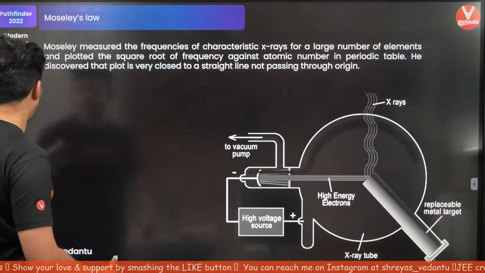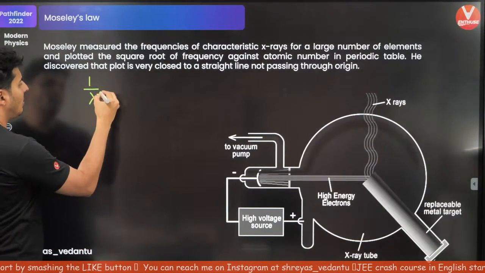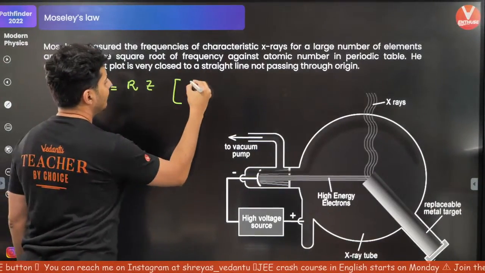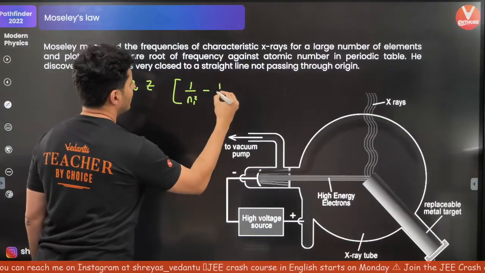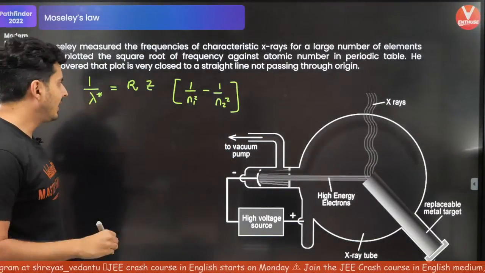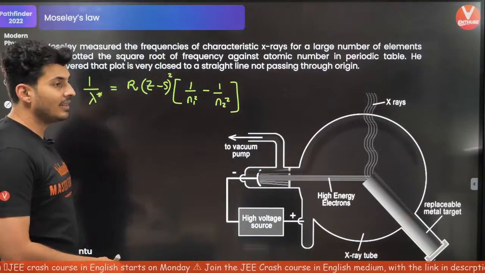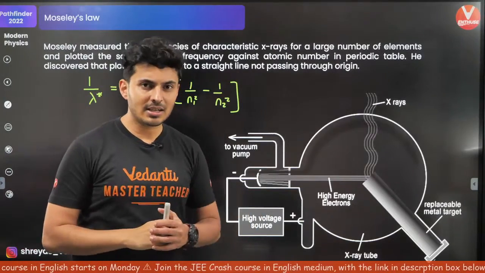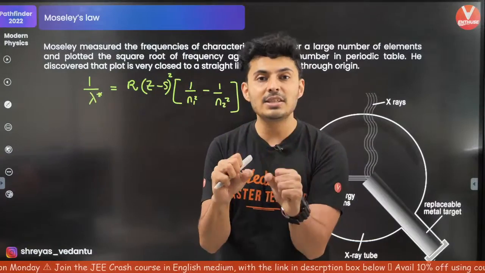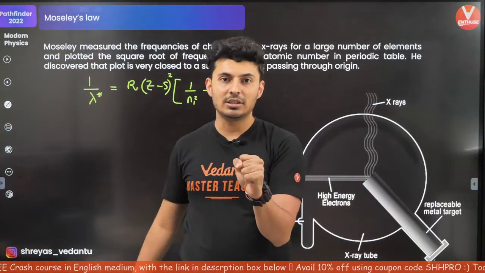He found that if you just rearrange this, remember 1 by lambda of the characteristic is R and Z, and then 1 by n1 square minus 1 by n2 square. He also considered one more effect called the screening effect. Remember screening effect? You would have learnt in chemistry. Because of the inner electrons, the perceived charge is less than the actual charge.